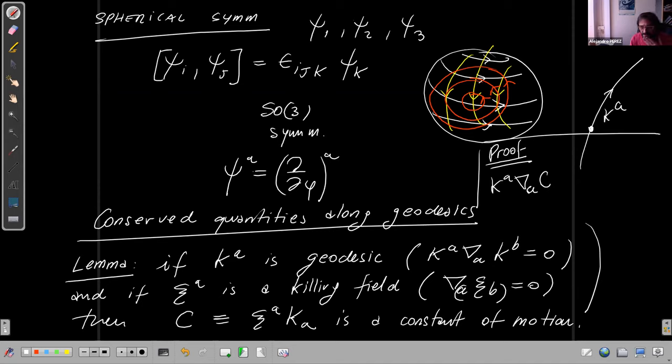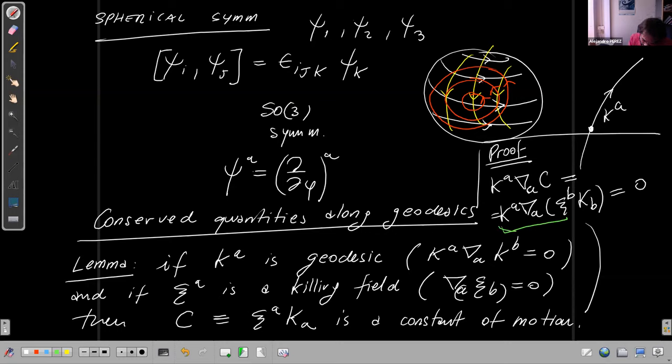So the directional derivative of C must be zero. And now the Leibniz rule says that this is grad A of psi B times K B. So you just develop this, you get two terms. The first term is zero. So this term that you get here from the Leibniz rule will be zero.